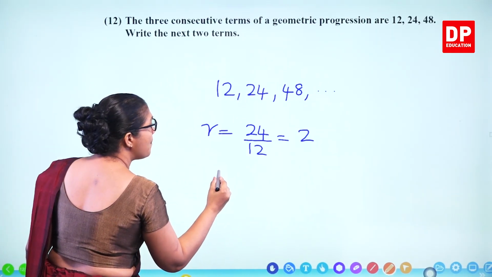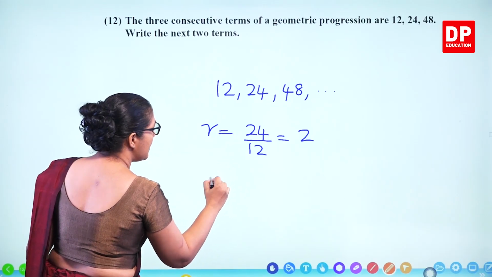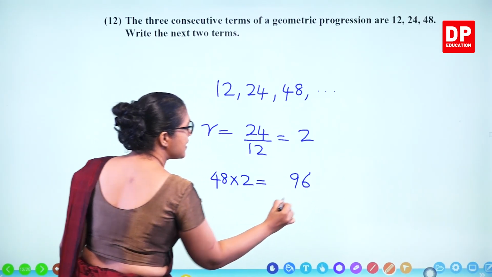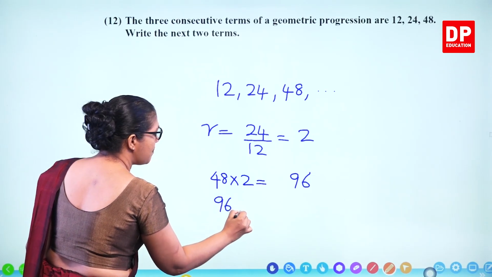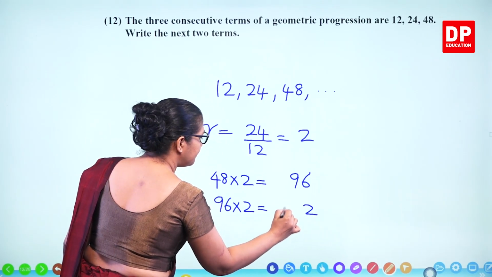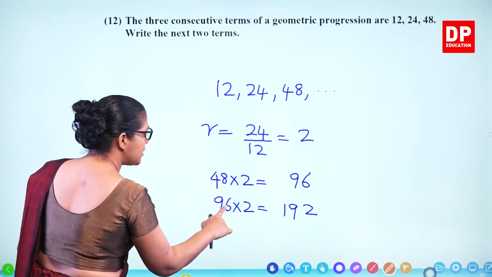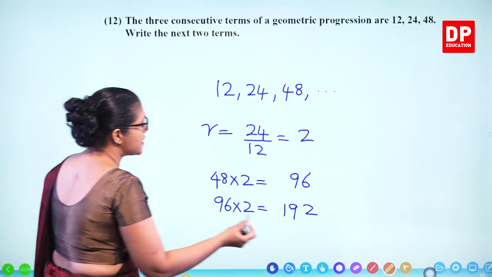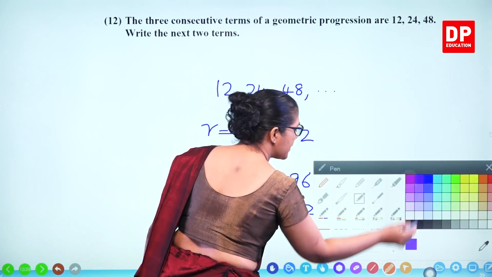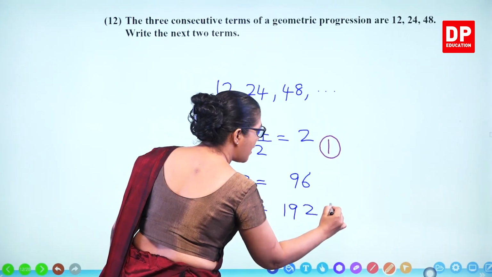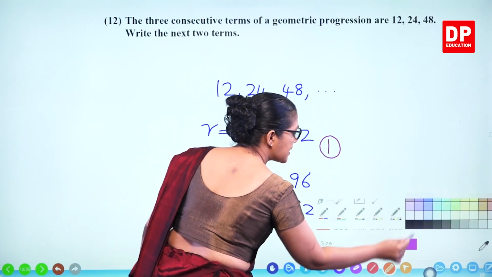So what's the next number? 48 multiplied by 2 is 96. Then 96 multiplied by 2 is the other term, 192. So those are the 2 numbers. So 2 marks for that. 1 mark for getting r and 1 mark for both answers.